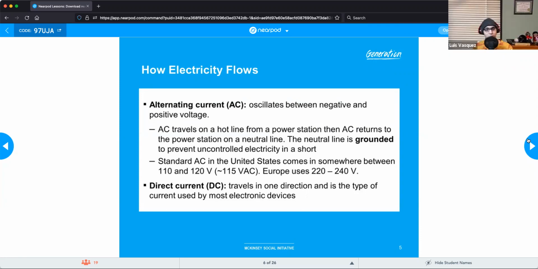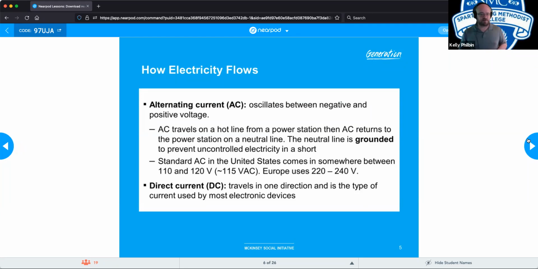So you're telling me that Europe has a higher voltage, meaning they have like a stronger amount of electricity? It is a higher voltage standard that they operate off of. So the electronics that they're using over there are set for a 220 power source rather than a 110.